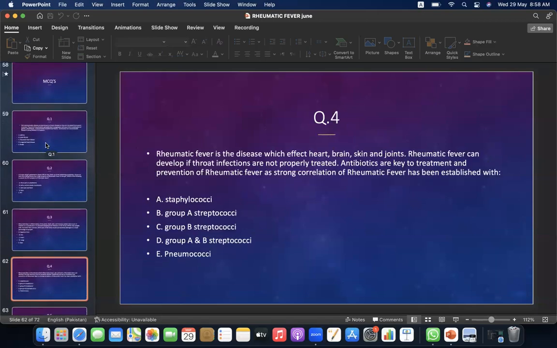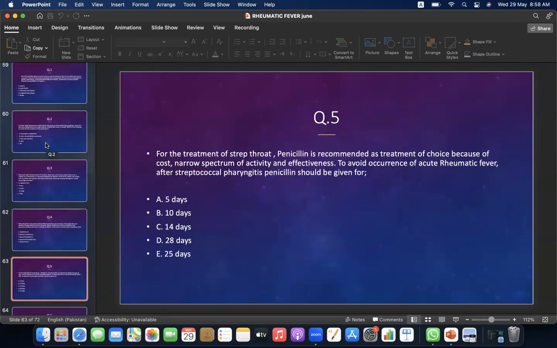Fourth, rheumatic fever is the disease which affects the heart, brain, skin, and joints. Rheumatic fever can develop if throat infections are not properly treated. Antibiotics are key to treatment and prevention of rheumatic fever. A strong correlation of rheumatic fever has been established with A, Staphylococci, B, group A Streptococci, C, group B Streptococci, D, group A and B Streptococci, or E, pneumococci. Anyone? The answer is B.